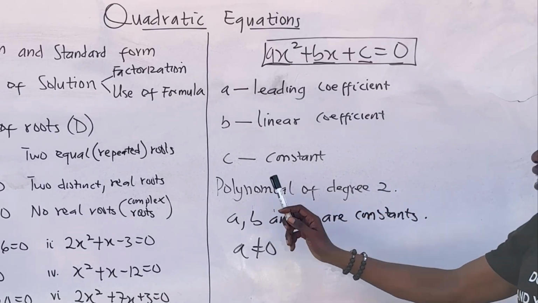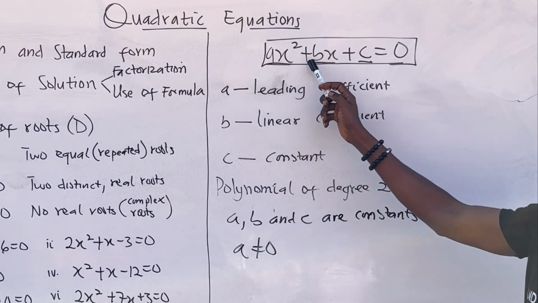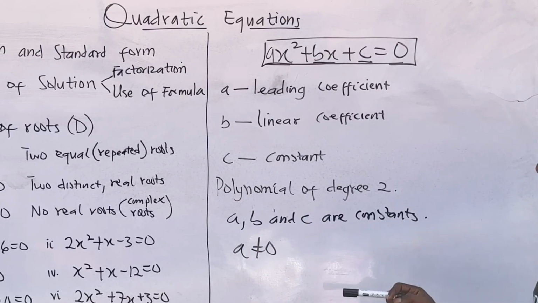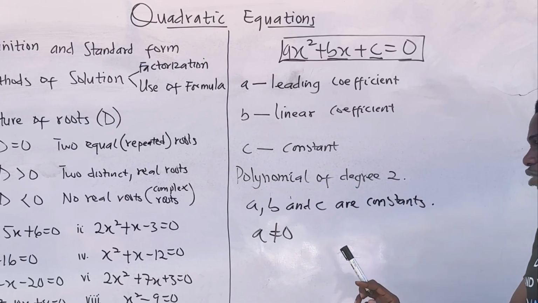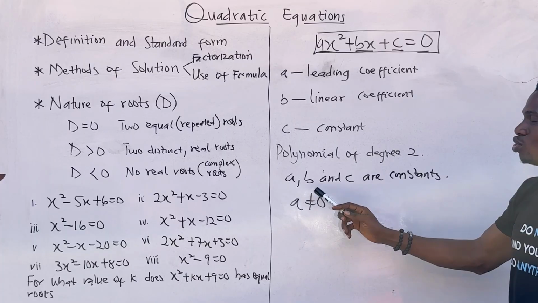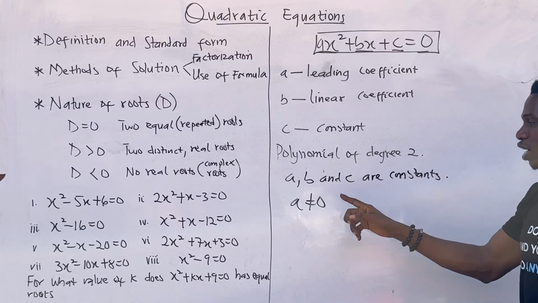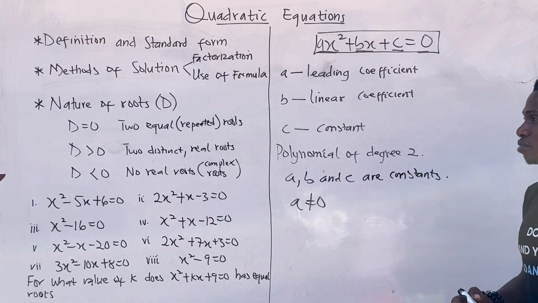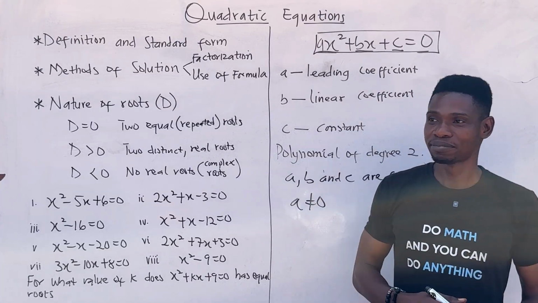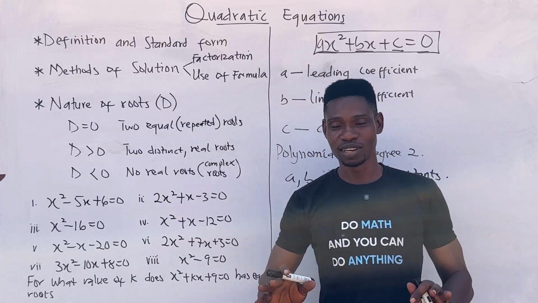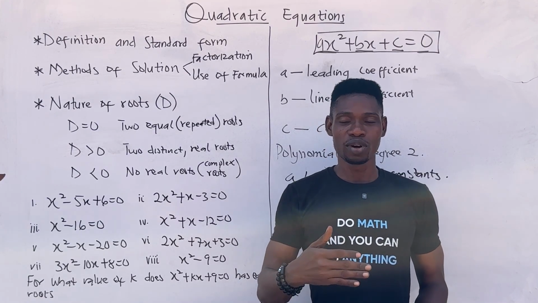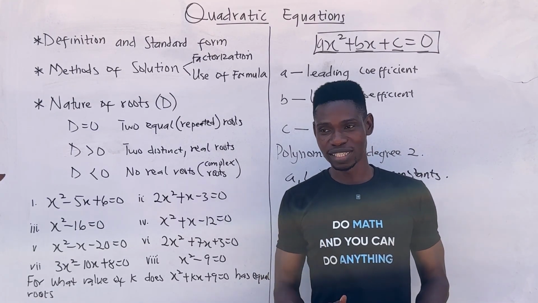Now, I've said that a, b, and c, as seen in this standard form of a quadratic equation, are constants, like numbers, 2, 3, 4, not variables. And then our a is not equal to 0. So a cannot be 0 in a quadratic equation. Okay? So based on the explanation I've just given, I'm going to give you 5 different equations. So you're going to tell me whether or not each of them is quadratic.